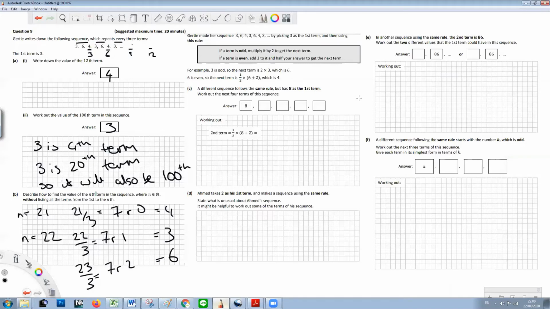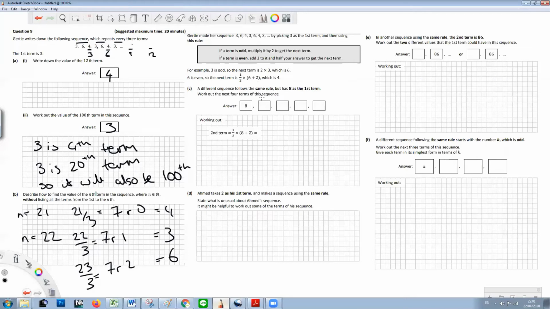Fine. So now her term is an even number because 6 is an even number. So now her next term is going to be 6 plus 2, so add 2 to it, and then divide your answer by 2 to get the next term. So she gets 6 plus 2 is 8, divides it by 2 to get 4. So that's what she has done. Now a different sequence follows the same rule, but has 8 as the first term.